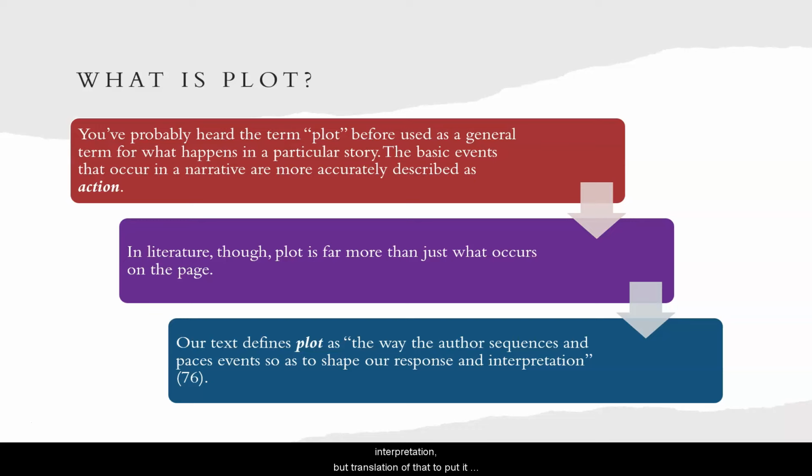interpretation. But a translation of that, to put it a little bit more simply, is that plot is not only what happens, but how the writer tells us what happens, what order they put the events in, what happens in flashback, what did they leave out, what is the form that they're using. All of these sorts of more intricate details are the things that we're really concerned with in literary plot.